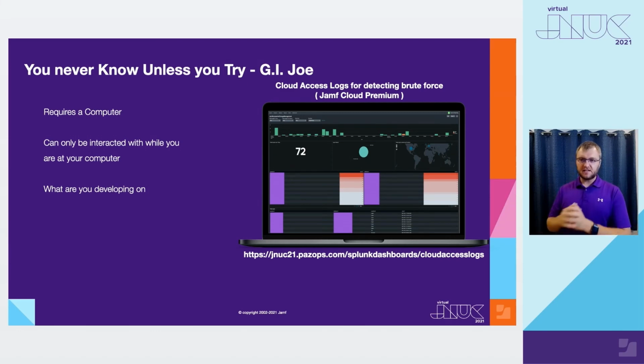The graph on the right is showing what you would have if you had cloud access in Splunk. So you have the bar across the top that shows you failed logins, and then you can filter down and find usernames, IP addresses, raw events, global maps. But one of the problems with this is it requires your computer to be on, so you can't use your computer really for anything else.